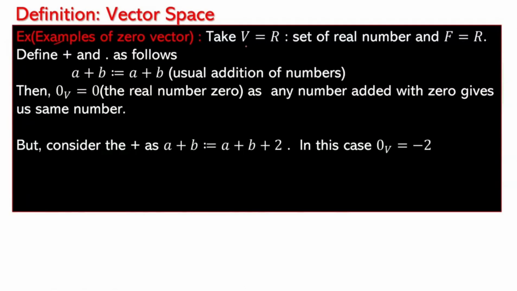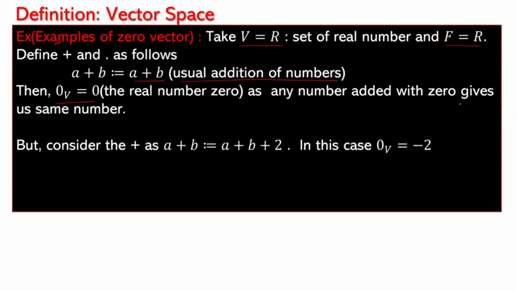Example: we take V equal to R, the set of real numbers, and F is also the real numbers. Then we define a plus b is equal to a plus b, which is the usual addition of numbers. We are not defining anything special. So we just define it as a number: 2 plus 3 equals 5. That way we define the operation. Then 0v in this case is equal to 0, the real number.